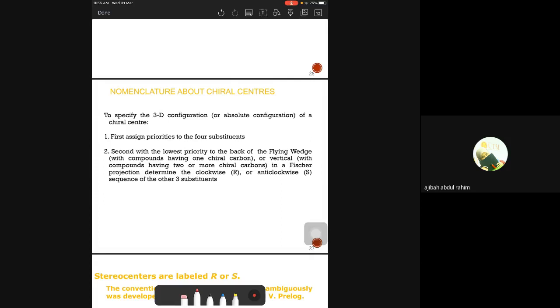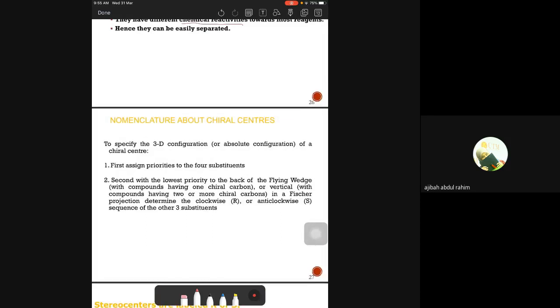Okay, so basically, this is to specify the stereochemistry of each compound. But the nomenclature that we are going to see first is nomenclature for chiral centers. Okay, the nomenclature of the chiral centers, which is the carbon that is having 4 different atoms or group of atoms attached to it.